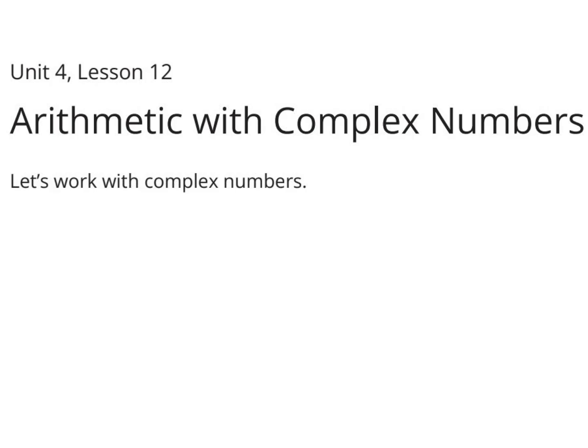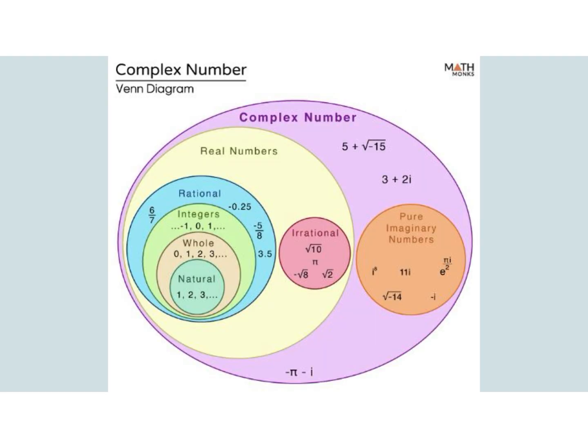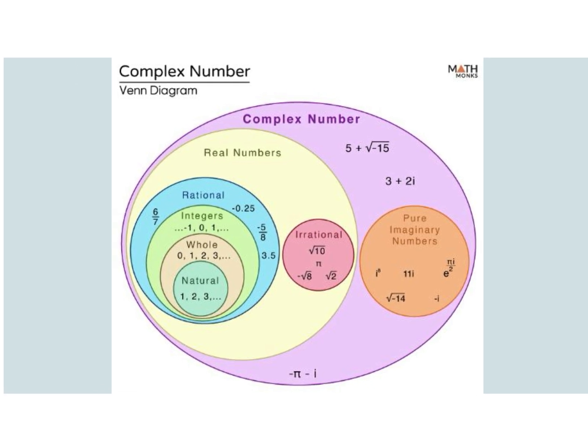Welcome to Unit 4, Lesson 12, Arithmetic with Complex Numbers. Let's work with complex numbers. Again, our complex number is a real number plus an imaginary number. So it should look like this. One of them will not be there if the number is 0.